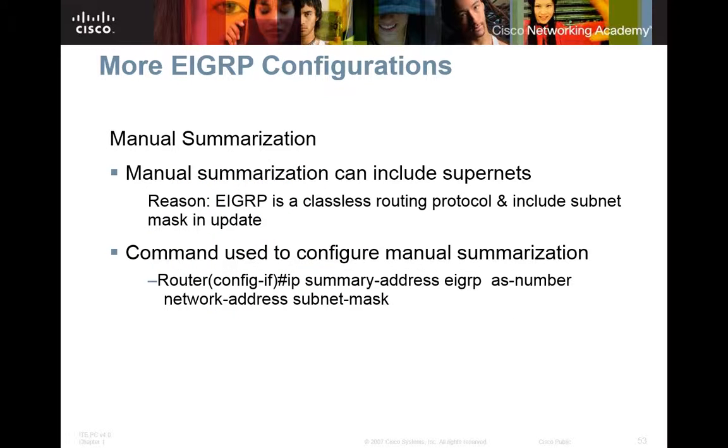Manual summarization. I can make it do what I want it to do. The command to configure manual summarization is ip summary-address eigrp, the AS number, network address, and subnet mask. So basically you would say ip summary-address eigrp 101, 192.168.10.0, or actually subnet mask 255.255.255.0. Make sense?